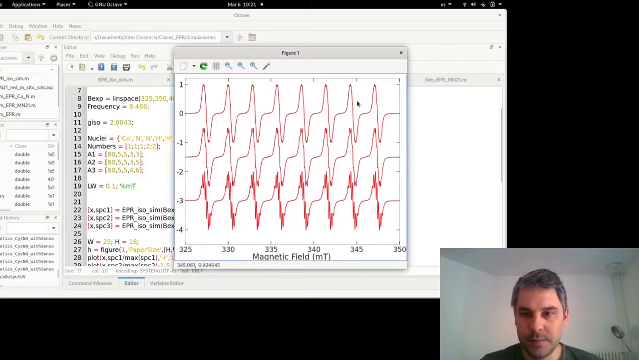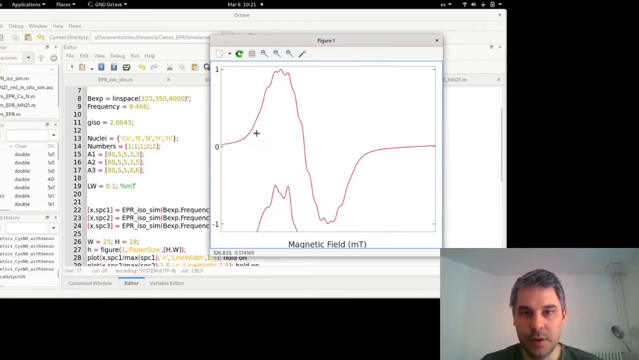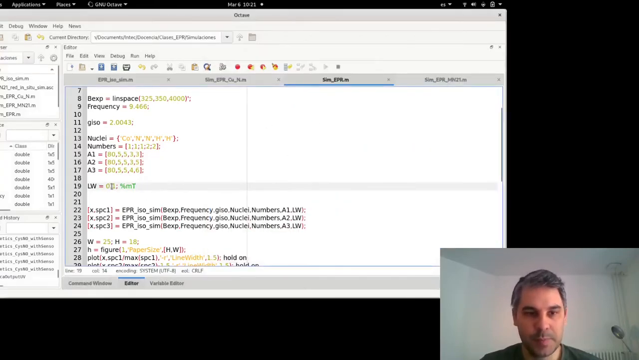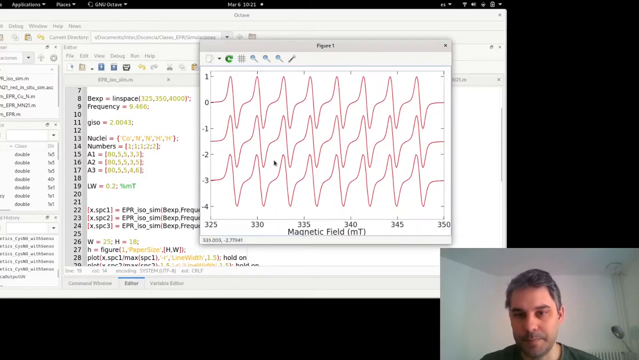So here you can see that in some cases they can be better resolved, in some cases they can't. But keep in mind that I'm using a very small line width. If I increase the line width, so here for example, you can more or less resolve a lot of resonances, but if I increase the line width to 0.2 millitesla, basically you cannot see anything in any of the spectra.